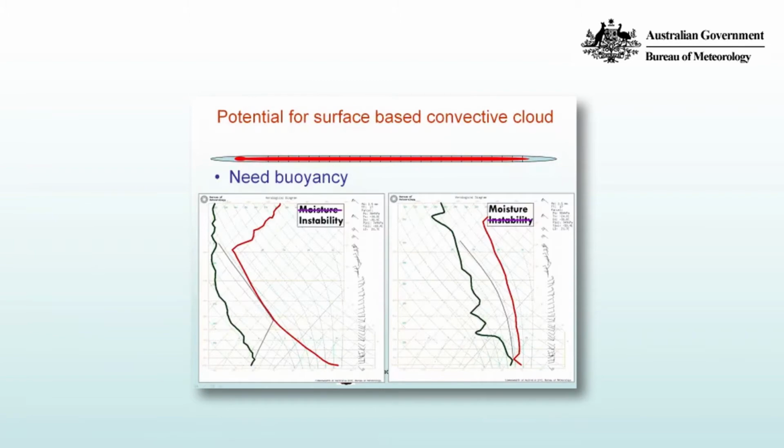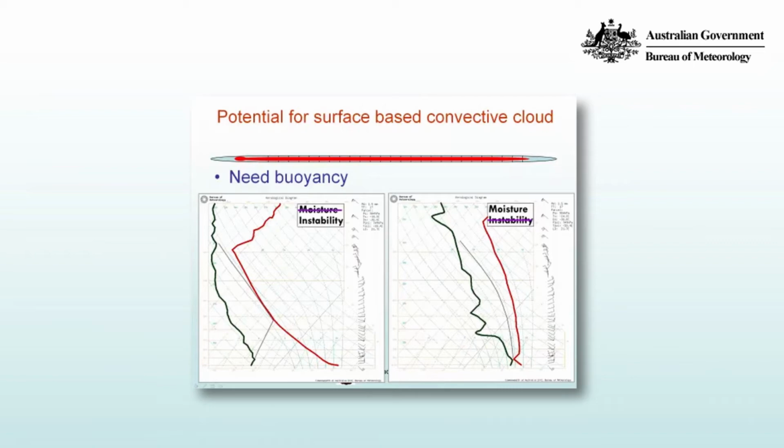So here we have two traces, and we're looking at the potential for surface-based convective cloud. On the left, we have instability, but we also can see that the values of dew point are very, very low, so we don't have sufficient moisture to produce cloud. On the right-hand side, you can see we have sufficient moisture with very high dew points, but the environment looks quite stable.